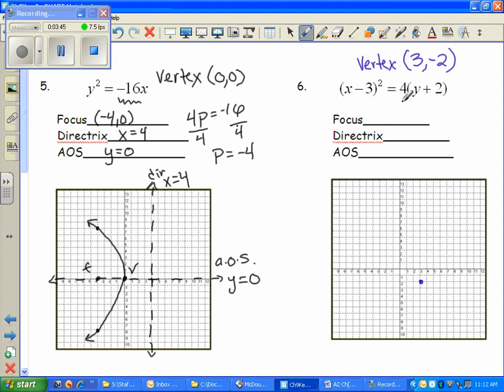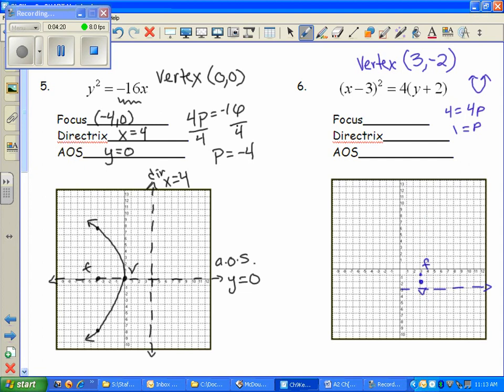I know now I need to decide up and down or left and right. Since the x over here is being squared, that means I'm either going up or down. Since this number in front of that parentheses on the right side is a 4, and since it's positive, I know that I will be opening up. This value being 4 equals 4p, so p equals 1. So from my vertex, I need to go 1 up for my focus. I also need to go 1 back for my directrix.